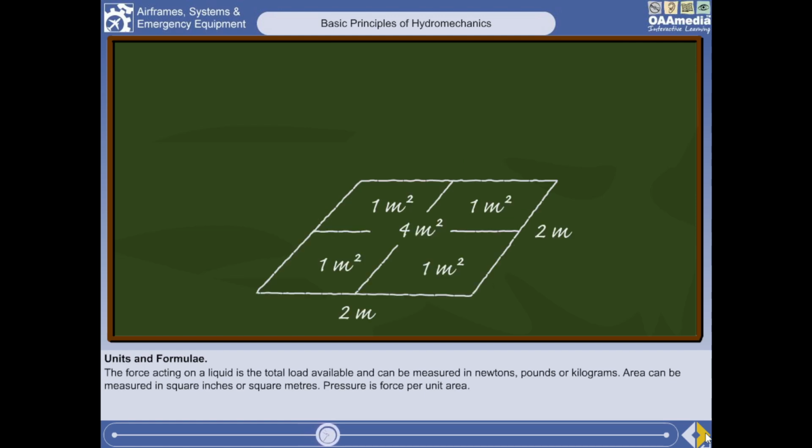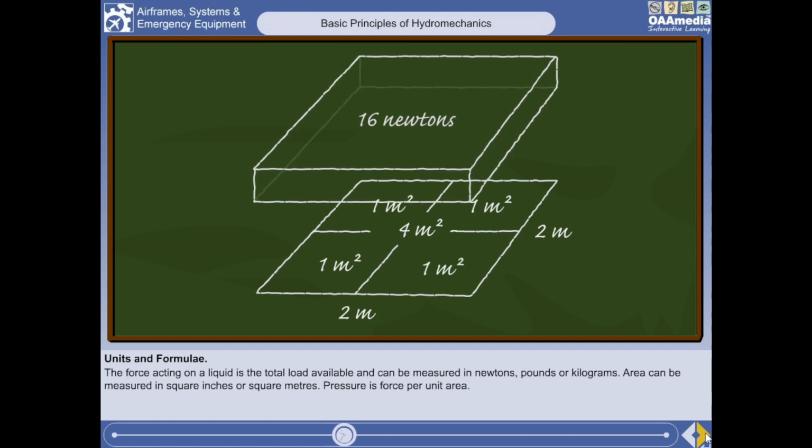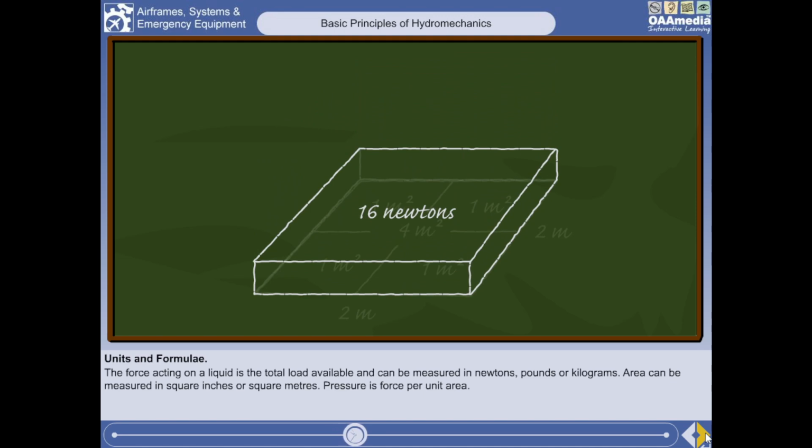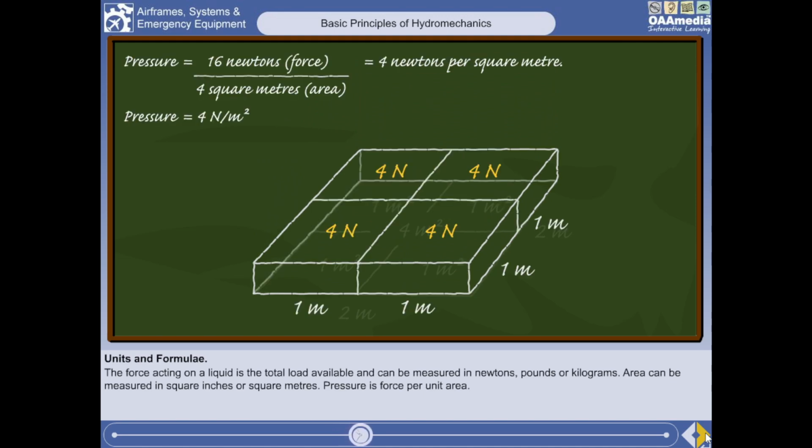In the example, we have an area 2 metres by 2 metres, 4 square metres. If we apply a force of 16 newtons to this area, then the force felt on each square metre will be 4 newtons. Thus the pressure is 4 newtons per square metre.